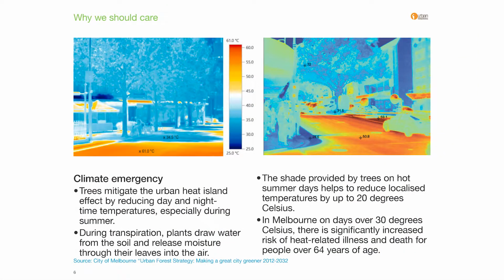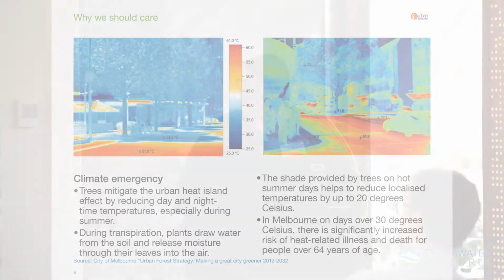So, in a climate emergency, what are we going to do? We need to mitigate the urban heat island effect, and we do that by reducing day and nighttime temperatures, especially in summer. And as Chris explained, the transpiration effect, which draws moisture from the soil and releases moisture into the air, is really important because the effect of transpiration plus the combination of shade of trees actually helps reduce temperatures by up to 20 degrees on a hot summer day.